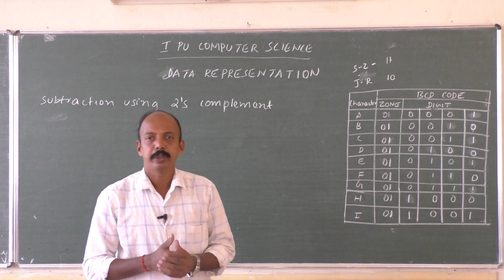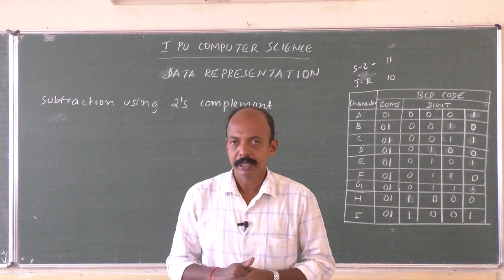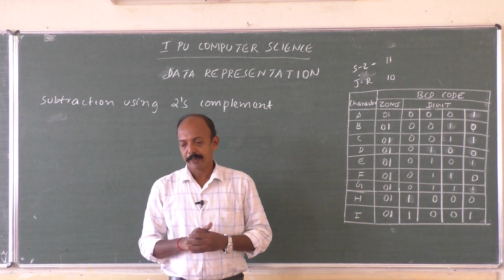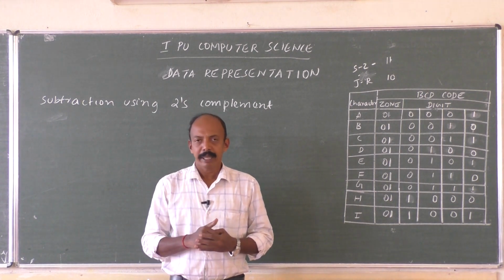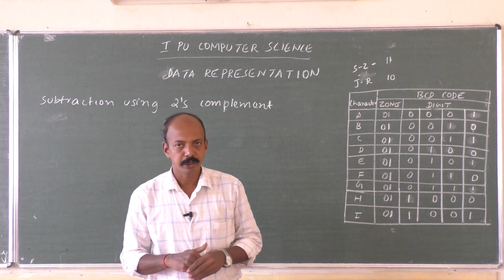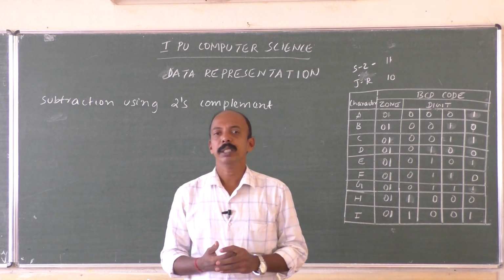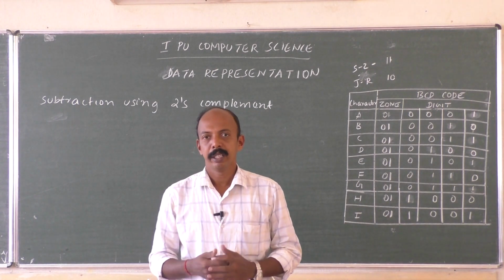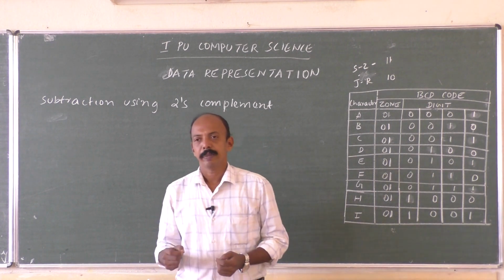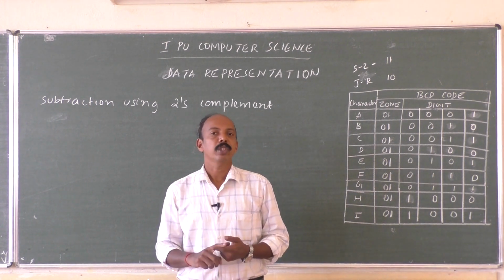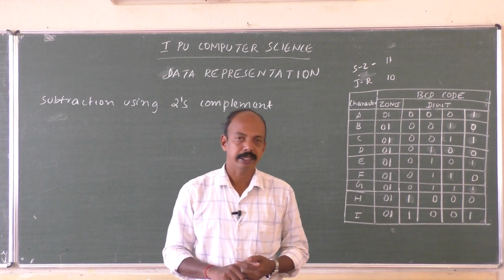Let us continue the subtraction of 2's complement. In the last class, we have seen subtraction of numbers using 2's complement, that's also when we subtract a smaller number from a larger number. That means so far, subtraction using 1's complement and 2's complement we have seen.